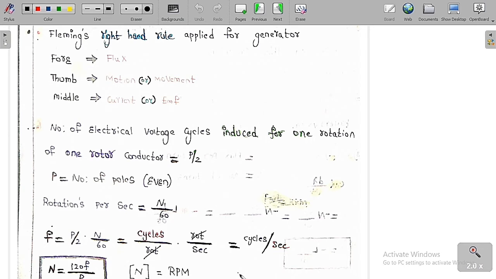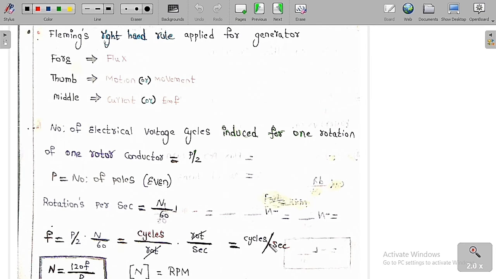So the number of electrical voltage cycles induced for one rotation of one rotor conductor is equal to P by 2. If you rotate one conductor through one revolution, the number of voltage cycles induced is P by 2, and P is the number of poles, which is always even. Rotations per second is equal to N by 60. So frequency is the multiplication of the previous two values, P by 2 into N by 60, which is cycles per rotation into rotations per second. The rotations get cancelled, and we finally get cycles per second, which is the frequency, or simply hertz. If we do the simplification, we get N is equal to 120 F by P, where the unit of N is RPM.